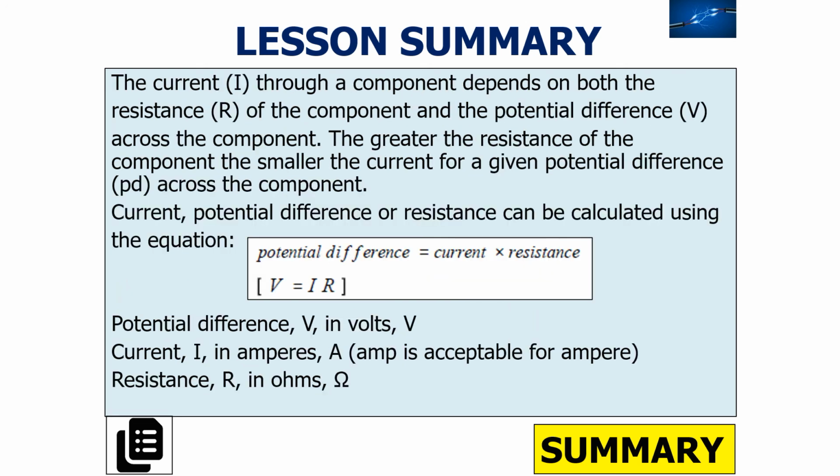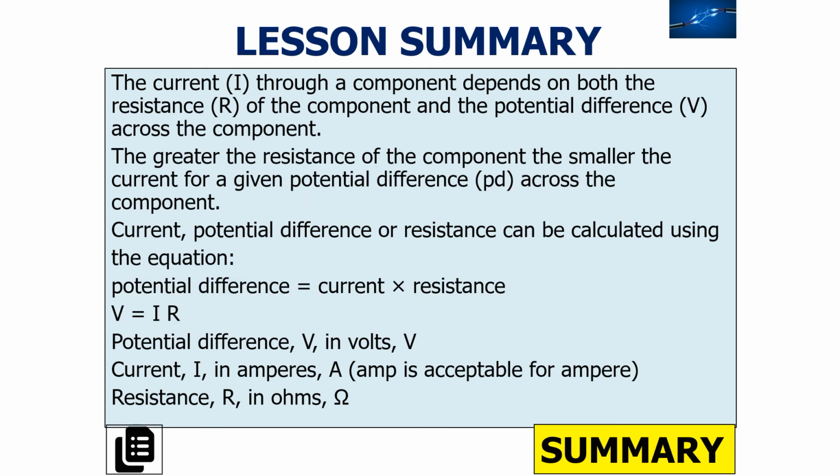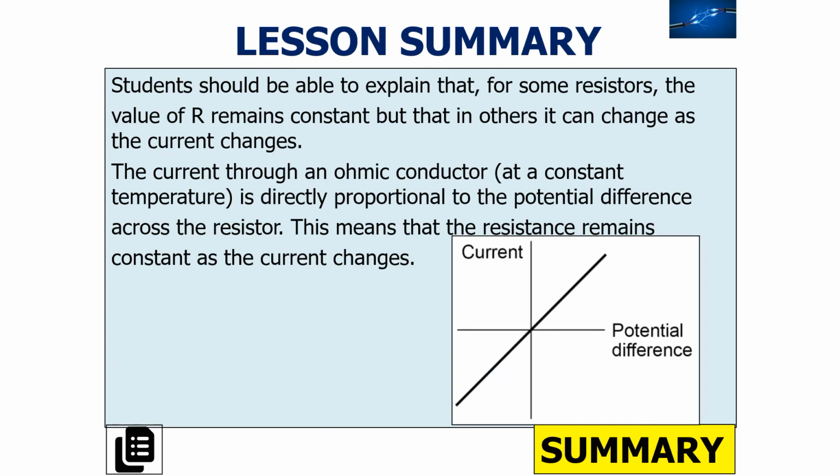The current I through a component depends on both the resistance R of the component and the potential difference V across the component. So the greater the resistance of the component, the smaller the current for a given potential difference, and our equation is potential difference equals current times resistance. You should also be able to explain that for some resistors the value of R remains constant, but in others it can change as the current changes. The current through an ohmic conductor is directly proportional to the potential difference across the conductor. This means the resistance remains constant as the current changes.